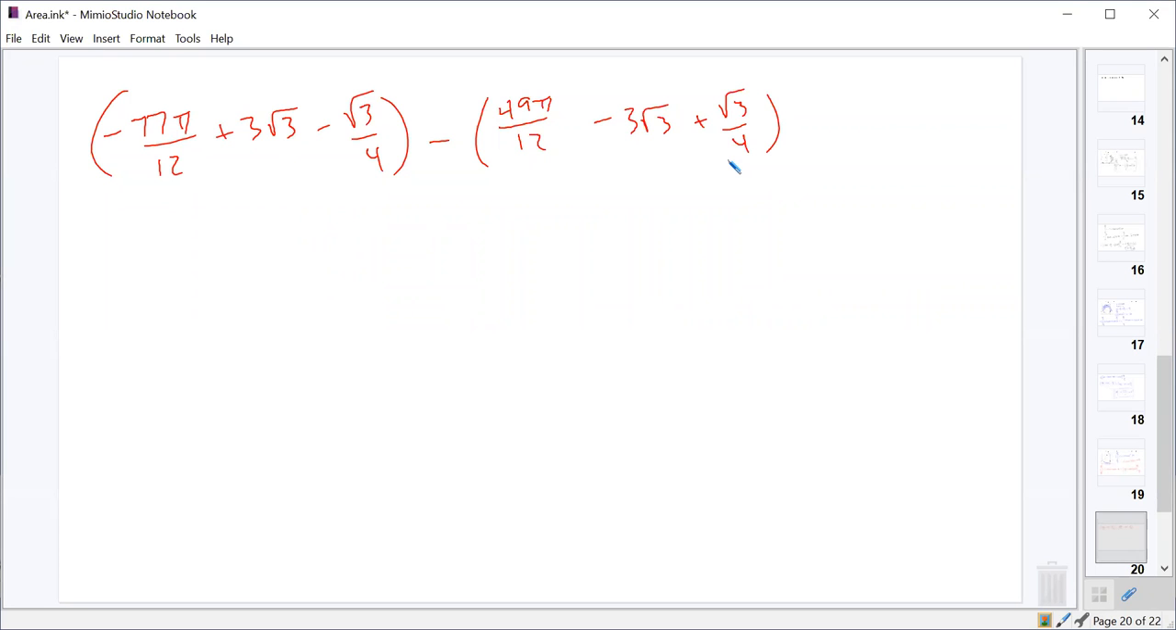21 pi over 2. Okay. So that's a negative 21 pi over 2. Plus what? Let's see, that should be another 11 root 3 over 2.